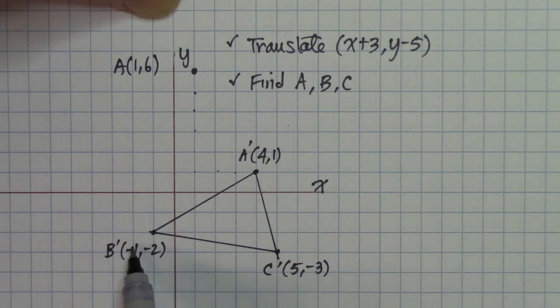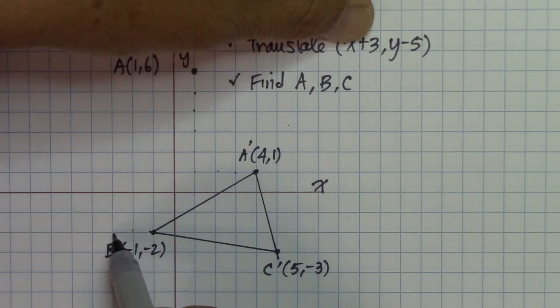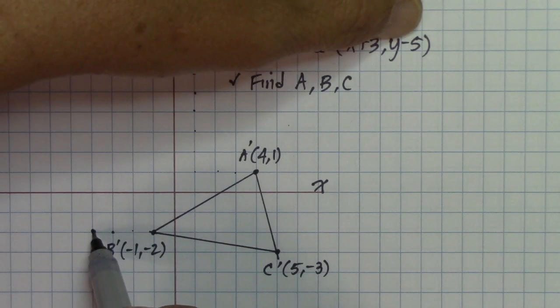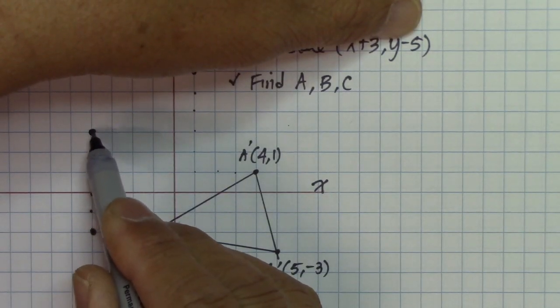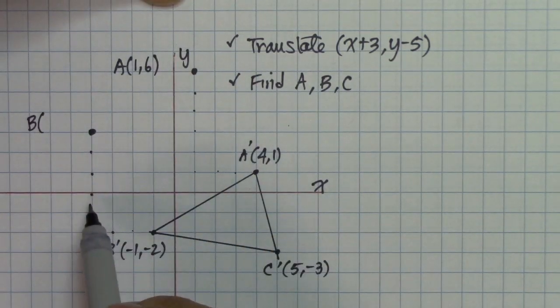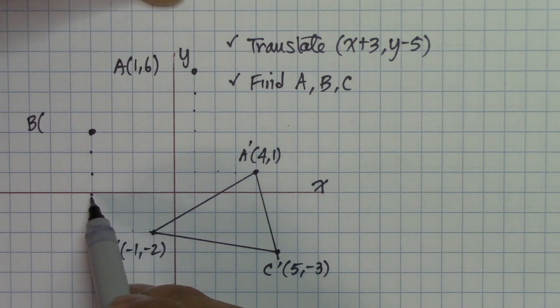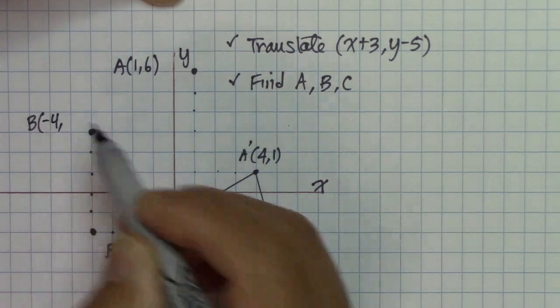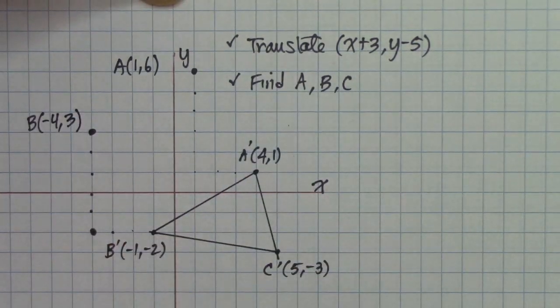We're going to do the same thing with the B prime to find the B. From here, it says to go right 3, so we're going to go left 3. 1, 2, 3. And instead of down 5, we're going to go up 5. 1, 2, 3, 4, 5. So that's where the B used to be. And the x and y coordinate for that is 1, 2, 3, 4, negative, and 1, 2, 3, positive on the y-axis.